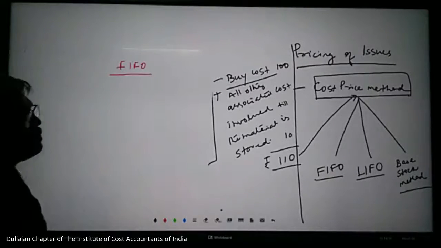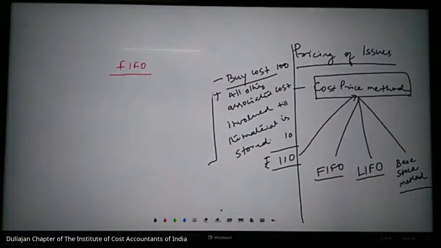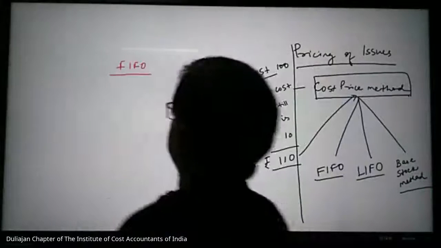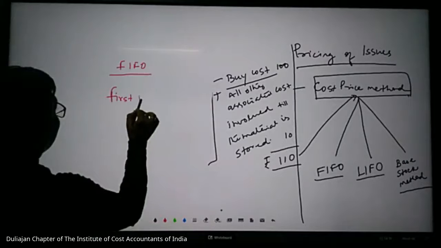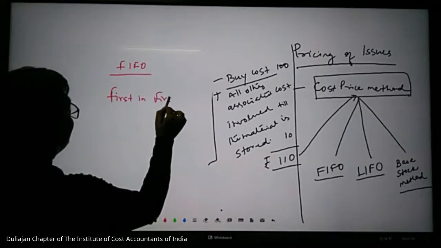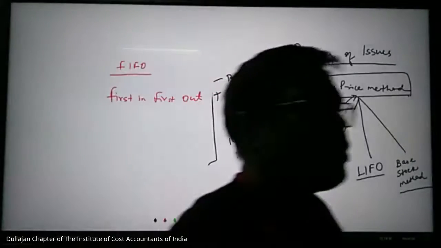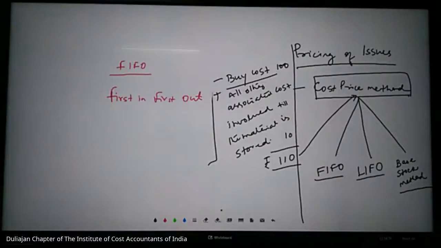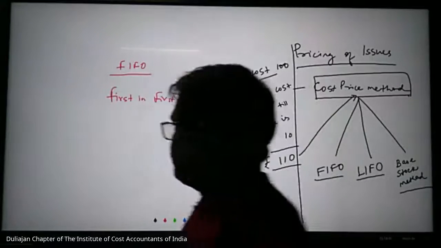FIFO. Somebody can tell me, if we expand FIFO, what does it mean? First in, first out. So first in, first out. That means the item which has come first to your inventory, we will issue that item first.